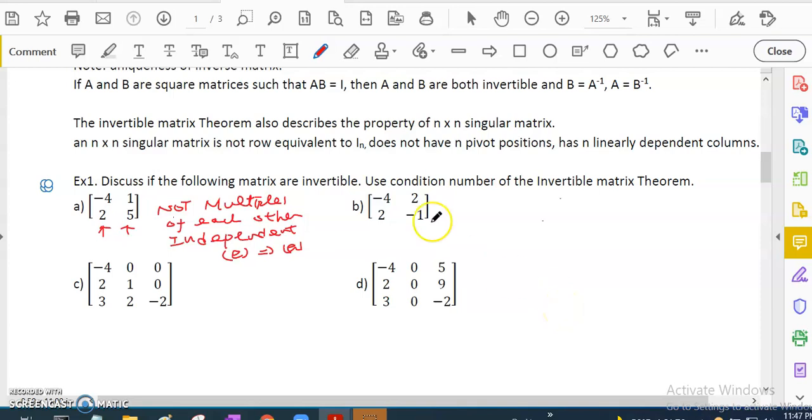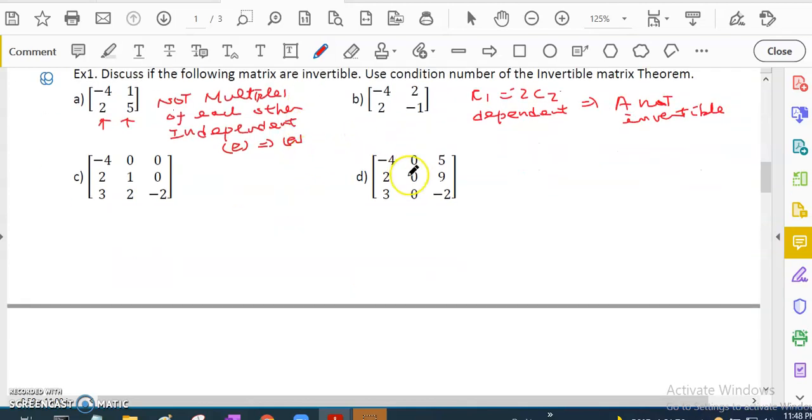Whereas in B, we can obviously see that column 1 is negative 2 times column 2. So they are dependent. They are not independent, so that means the matrix is not invertible. It's a singular matrix. Okay, so without doing RREF.